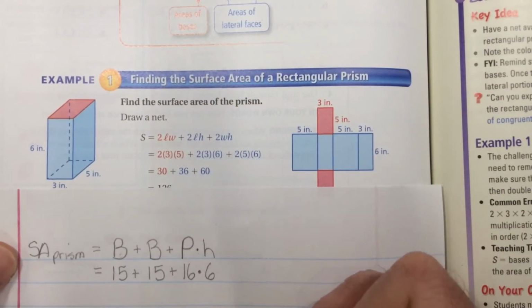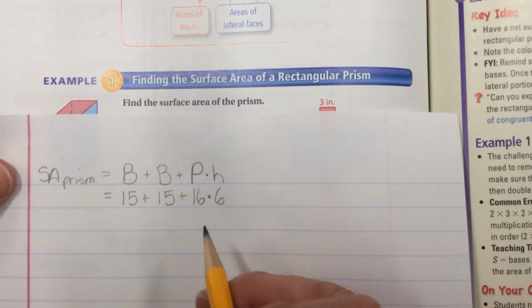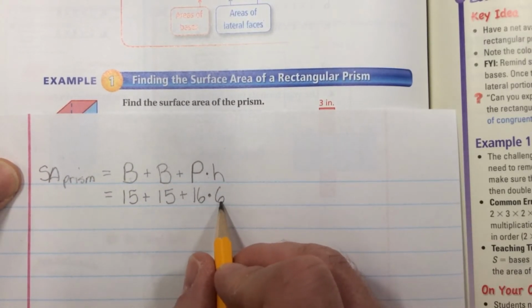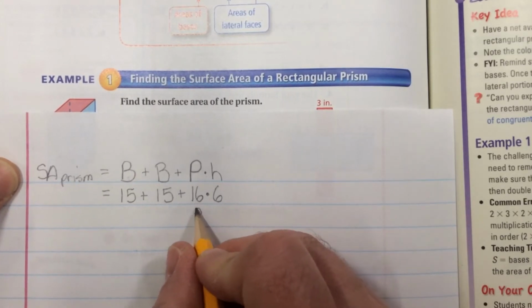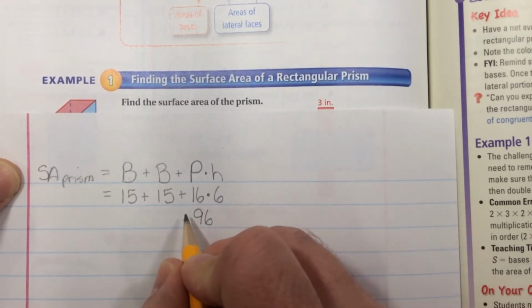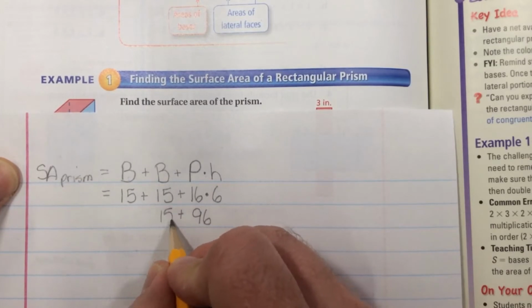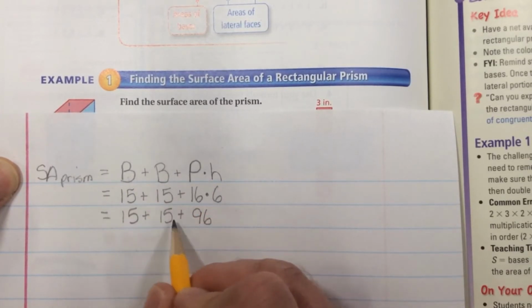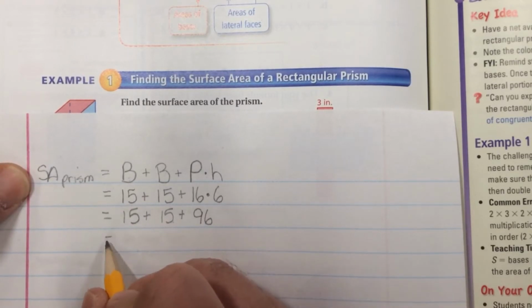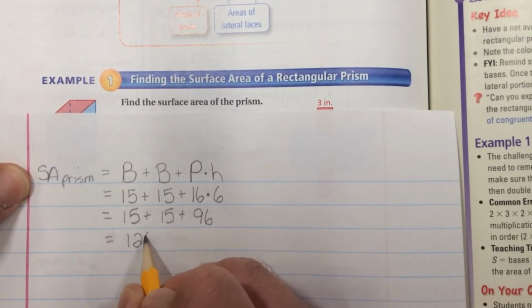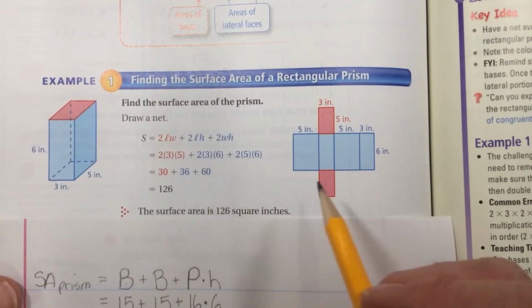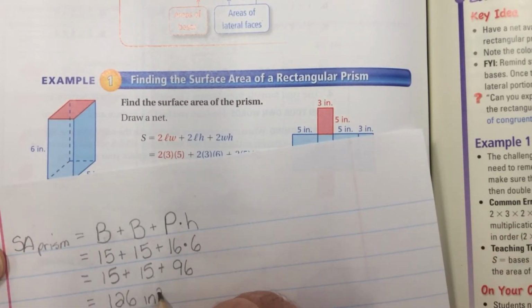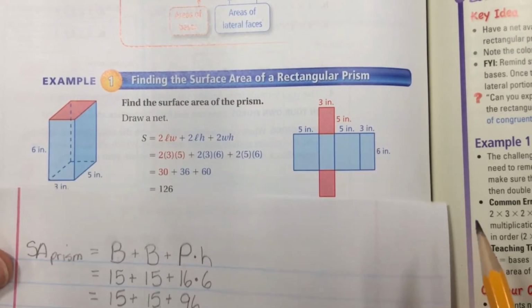And so this is how we'll figure out the surface area of this prism. Remember, we do multiplication first here. So 16 times 6 would be 96, plus 15, plus 15. Now that I'm adding, I can do all of those. 15 and 15 is 30, plus 96 is 126. And units will be inches squared because it's area. It's surface area, but it's area.